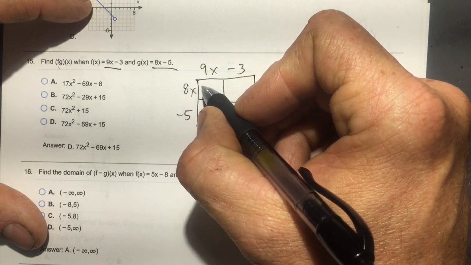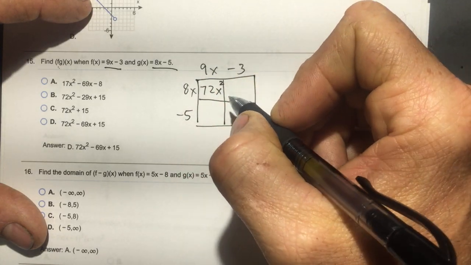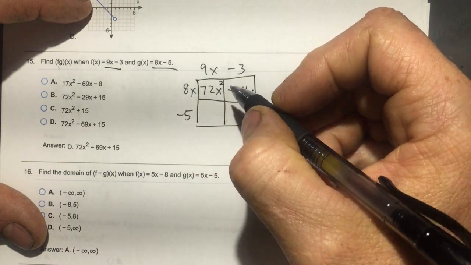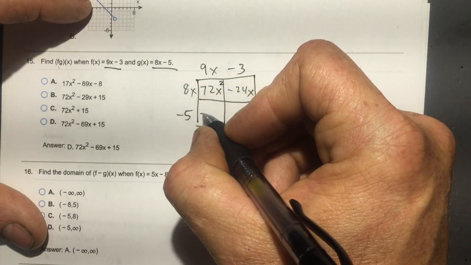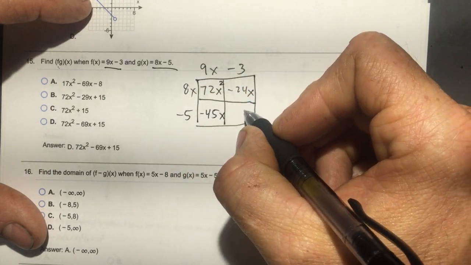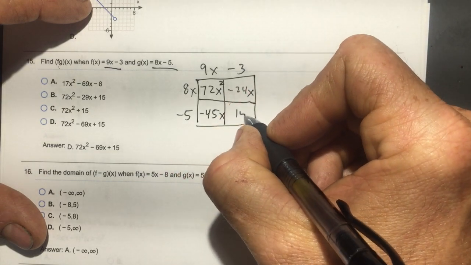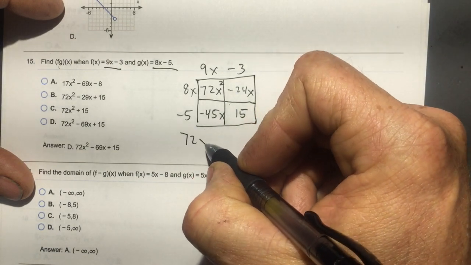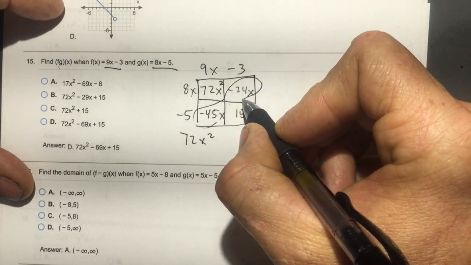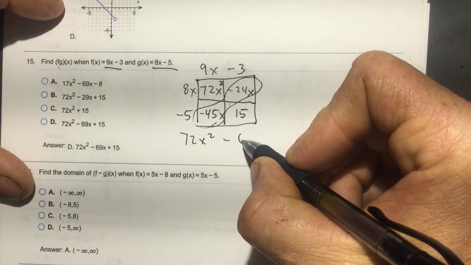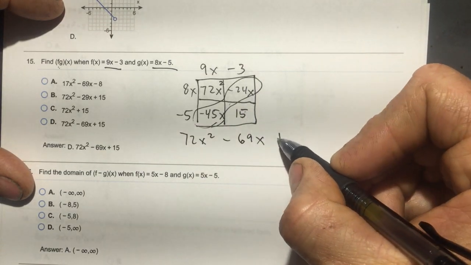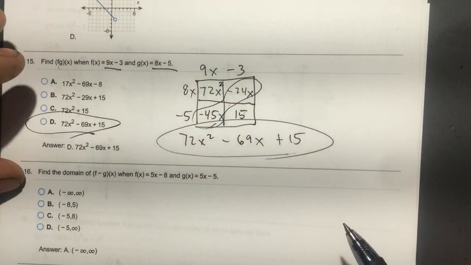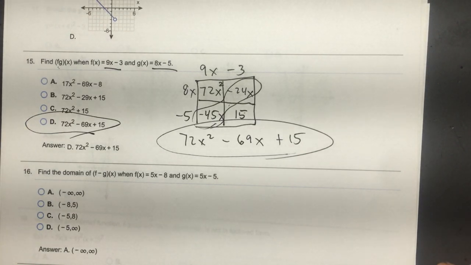So right here, 9x times 8x is 72x squared. Right here, -3 times 8x is -24x. Down here, 9x times -5, that's going to be -45x. And then right here, -3 times -5 is a +15. Okay, so I've got 72x squared. When I add these like terms together, I'm going to get -69x, and then I got a +15. So that should be my answer right there, which looks like D. Okay.